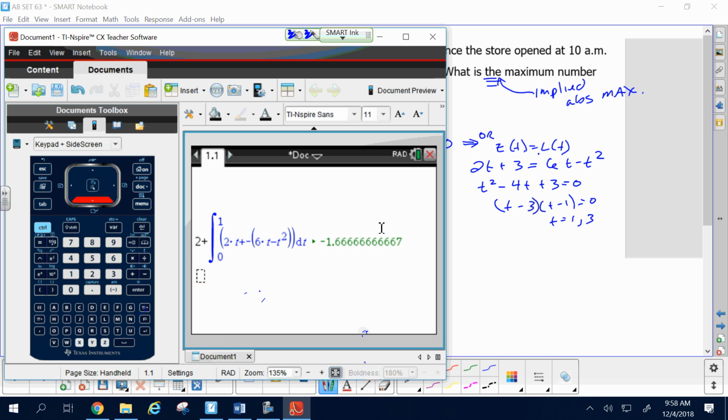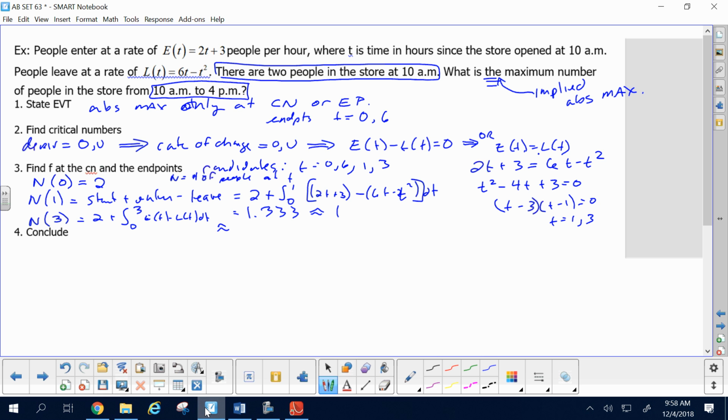How do I get negative 1.67? Okay, what did you get when you went from 0 to 3? 2. Perfect. Okay, 2. All right, the last candidate is number at 6.